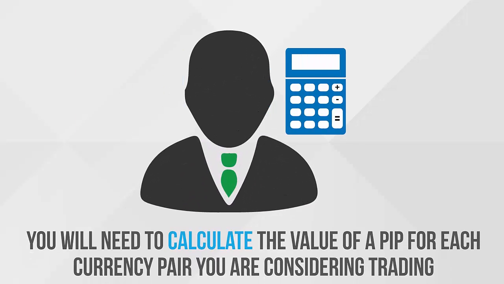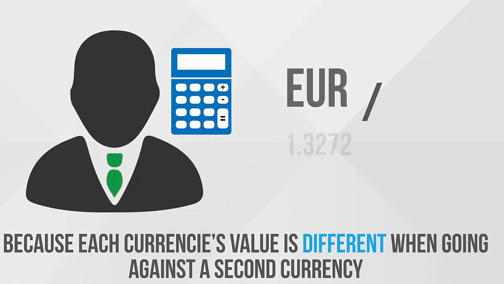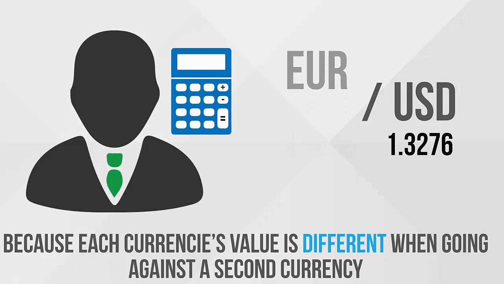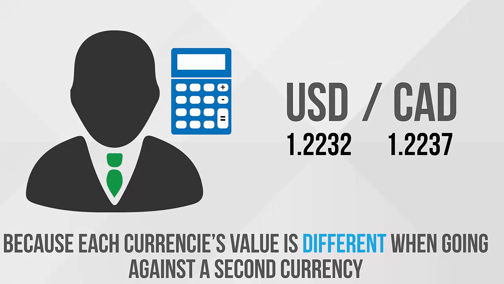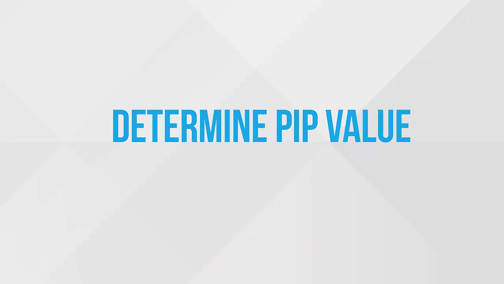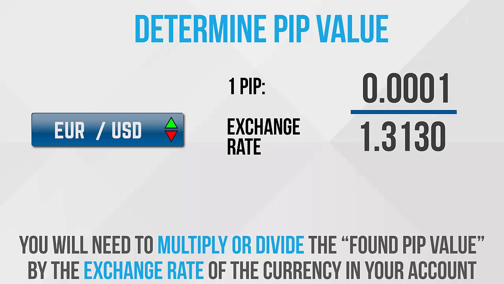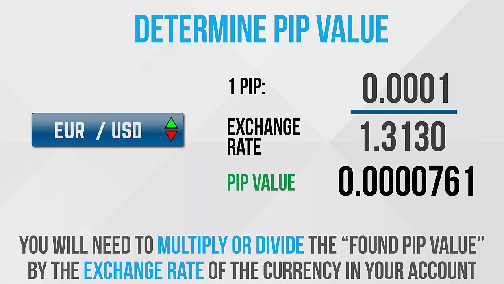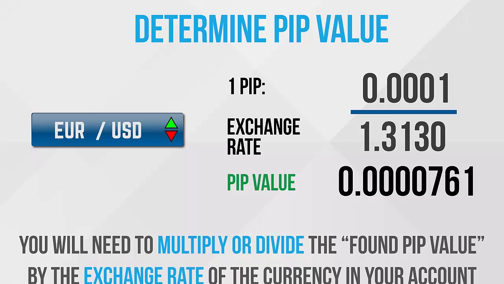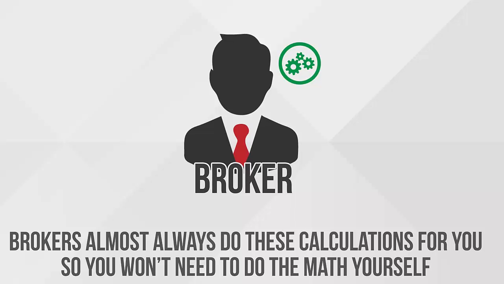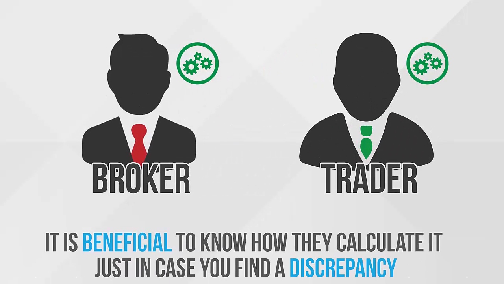You will need to calculate the value of a pip for each currency pair you are considering trading, because each currency's value is different when going against a second currency. To determine the pip value of your account, you will need to multiply or divide the found pip value by the exchange rate of the currency in your account. However, brokers almost always do these calculations for you, so you won't need to do the math yourself. Even so, it is beneficial to know how they calculate it just in case you find a discrepancy.